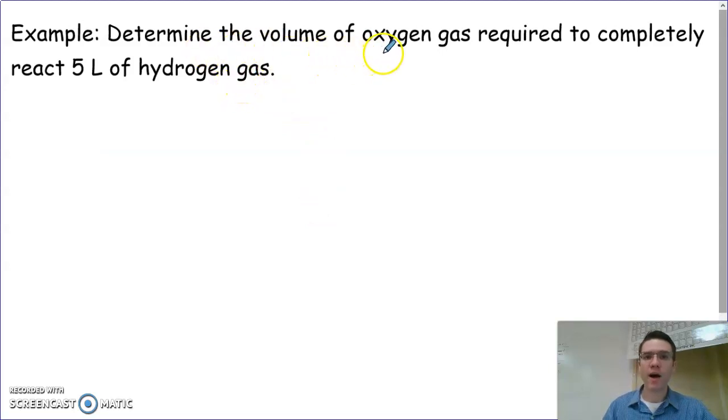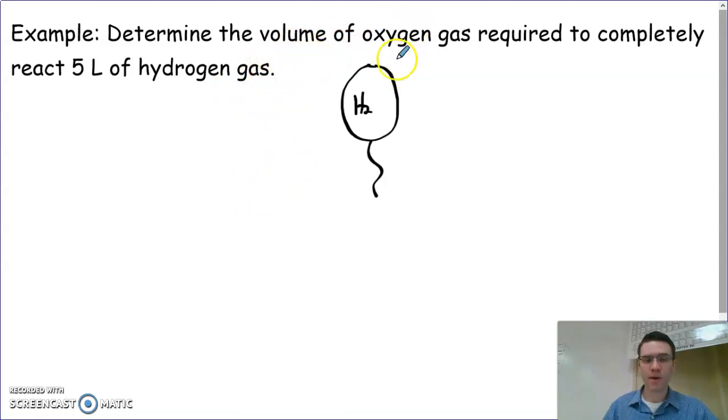Let's say this was our problem. Determine the volume of oxygen gas required to completely react 5 liters of hydrogen gas. This would be like a large chemical reaction with the balloon in class where we filled it up with H2 and I held the match under it and it blew up. It was exposed to the room, so I know before the chemical reaction and after the chemical reaction we have constant temperature and pressure the whole time. And that allows me to do this relationship where the moles of each is proportional to the volume of each.